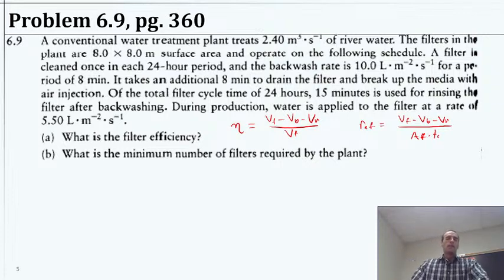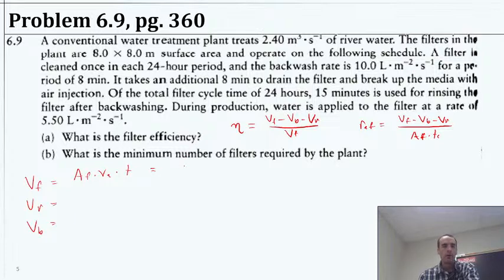Okay. So filter efficiency. We had, well, first of all, we need to calculate the volumes, right? So the volumes for each of them, each of the filter, the rinse, and the backwash. We said these are going to be the area of the filter times the loading rate times the time involved. Now, for the backwash, we were given a specific backwash loading rate.